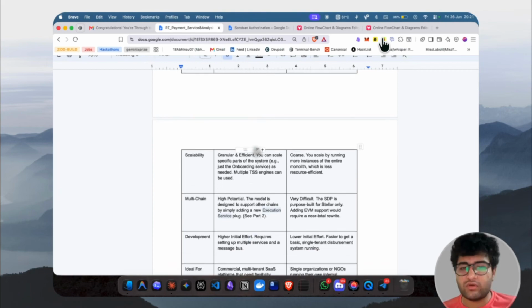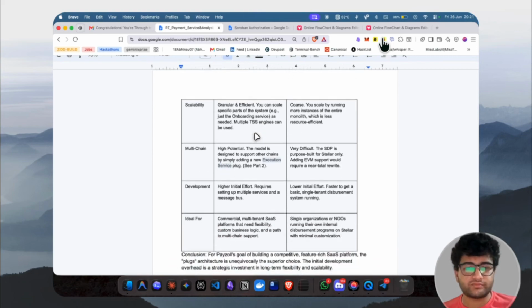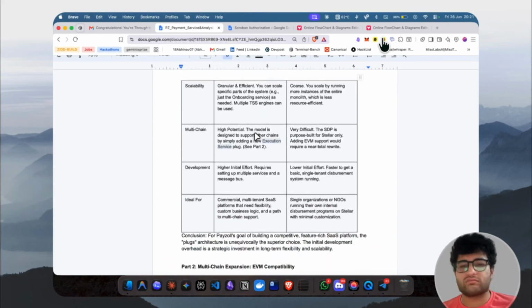Throughput increased. We got like a 200x increase in throughput. We could now pay, say, a million users at the same time, and it will effectively go through all the services.